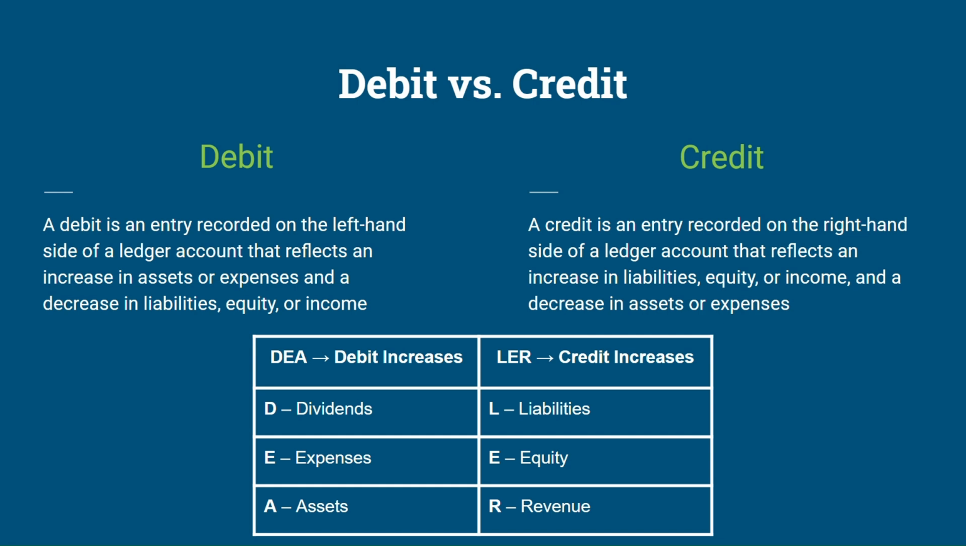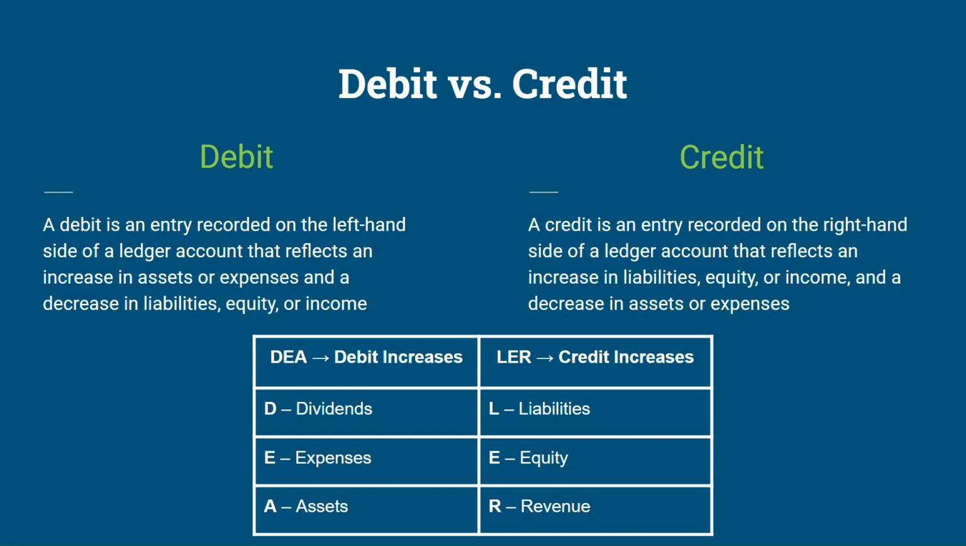Okay, this is how the system was built. Any debit, so any account that is debited, is usually an entry recorded on the left hand side of a ledger account. And if you don't know what a ledger account is, I've explained exactly what it does in one of my previous videos. That reflects an increase in an asset, expense, or dividends, which is something we will be learning about in the future. Or it could also mean a decrease in liabilities, equity, or income.